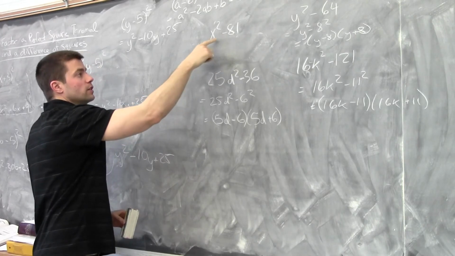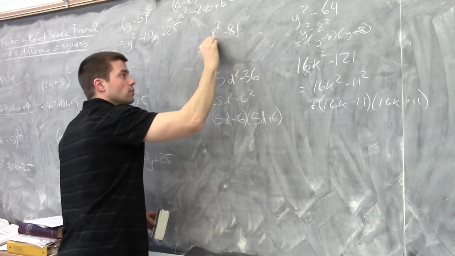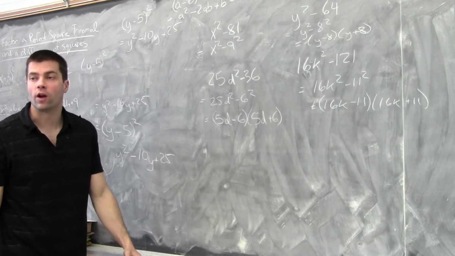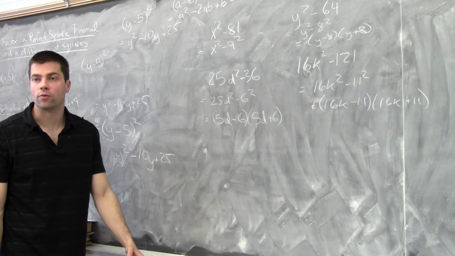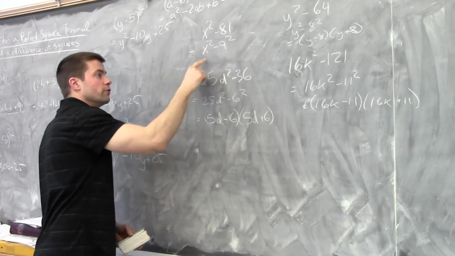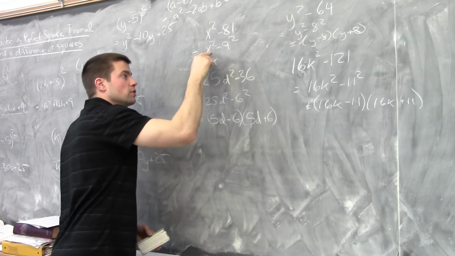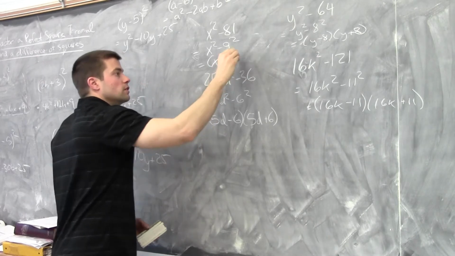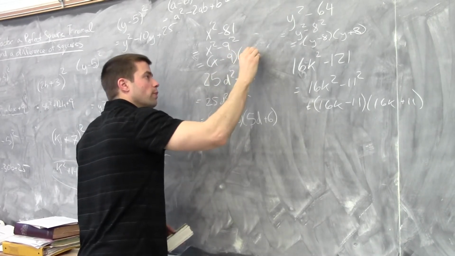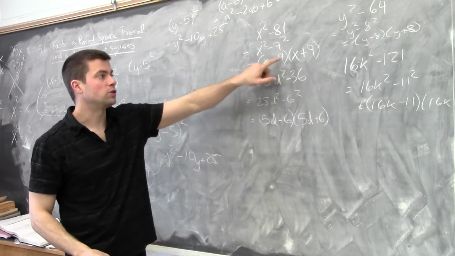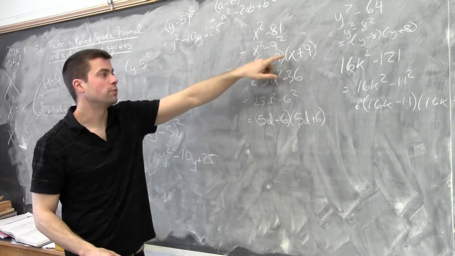When we have a difference of squares, this is actually x squared minus 9 squared. You don't have to write that step out. If you can recognize that 81 is 9 squared, you don't have to write that out. Difference of squares is just the square root of the first term minus the square root of the second term, times the square root of the first term plus the square root of the second term. And that's it. It doesn't matter which one you put first, but one has a positive and one has a negative.